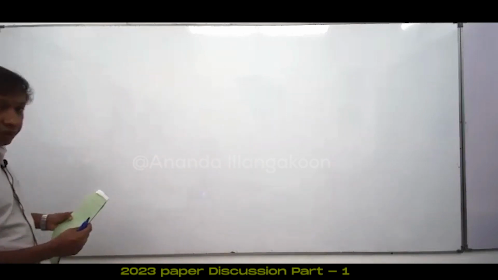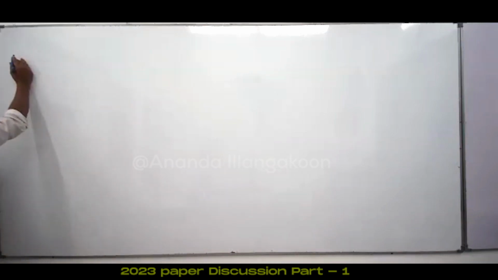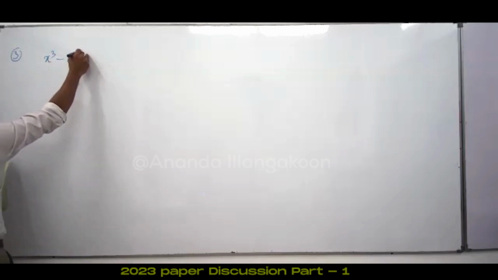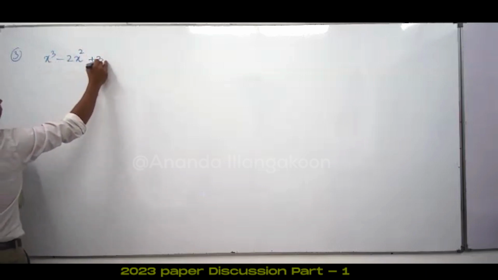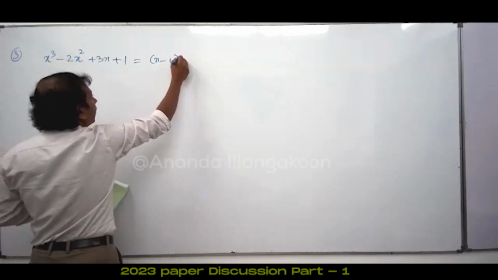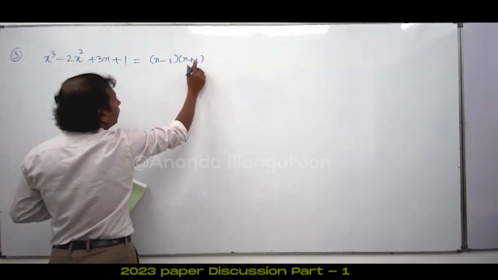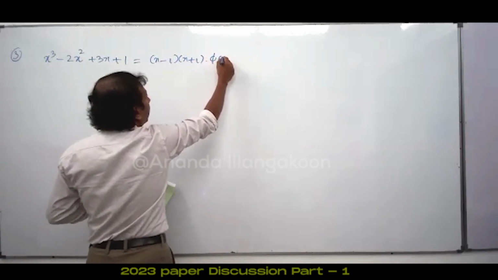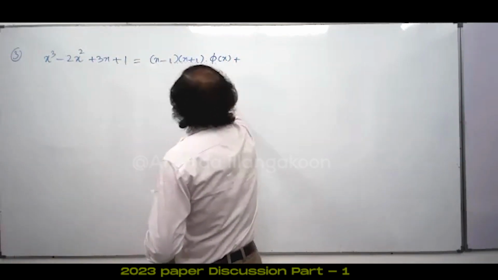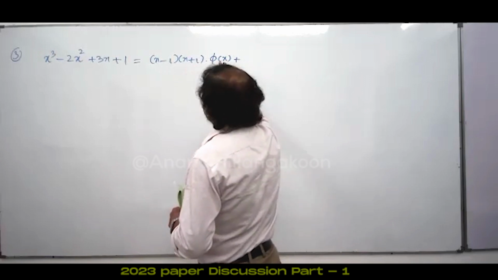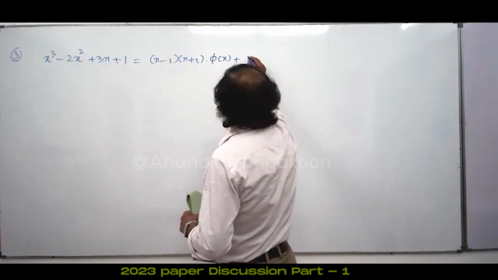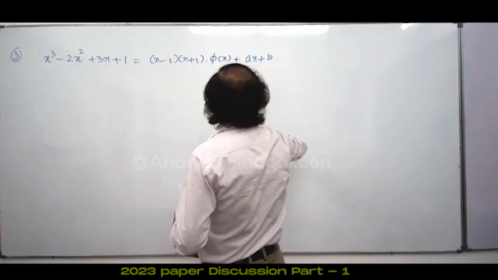Right. I am going to take the division algorithm. The function is x cube minus 2x squared plus 3x plus 1. It is divided by x minus 1 and x plus 1. Then this is the divisor. I am going to assume the quotient as g(x), right? The dividend is this, divisor is this, quotient, and the remainder I am going to assume as ax plus b.